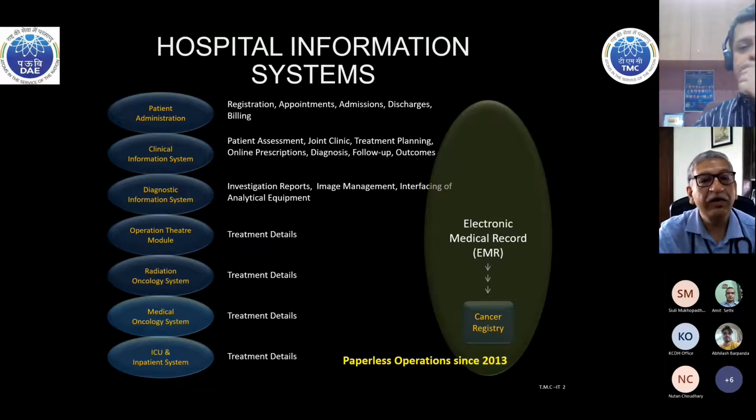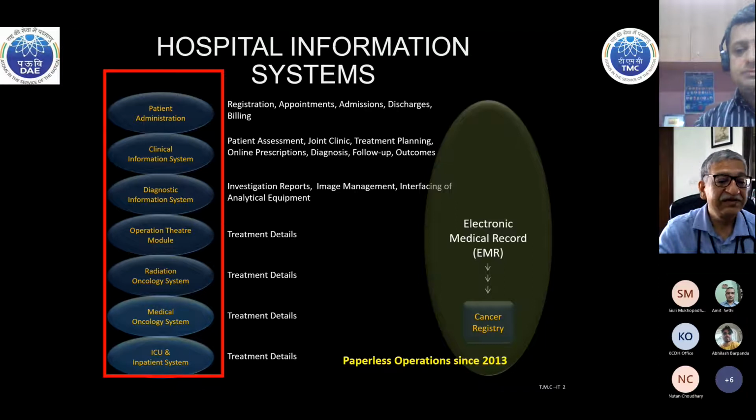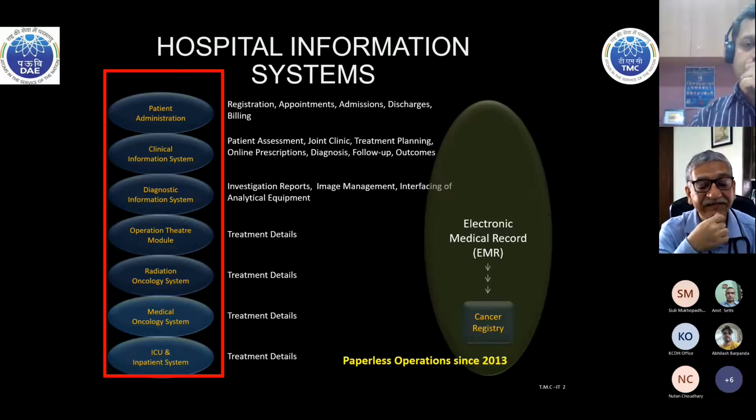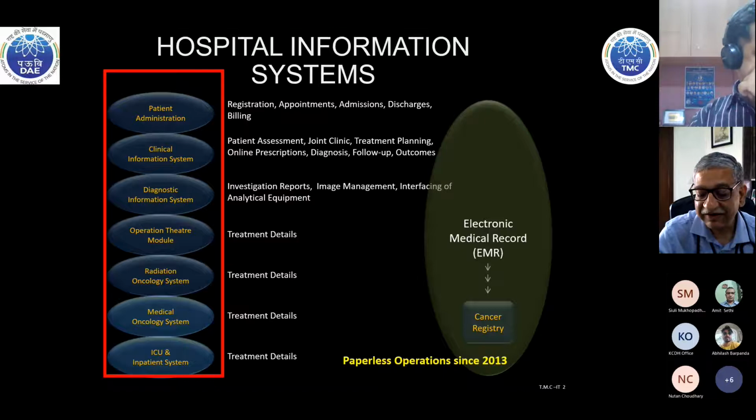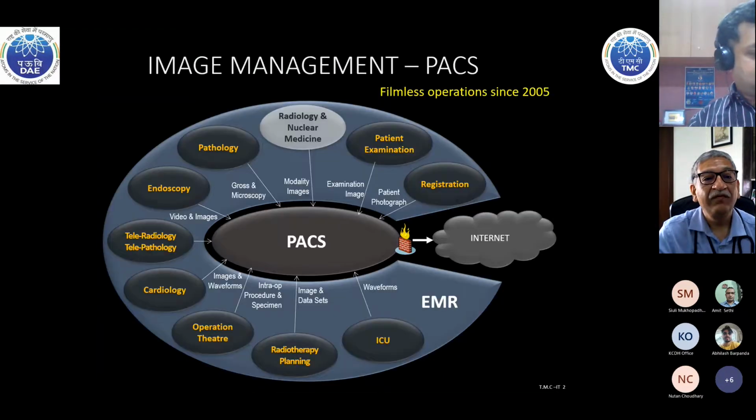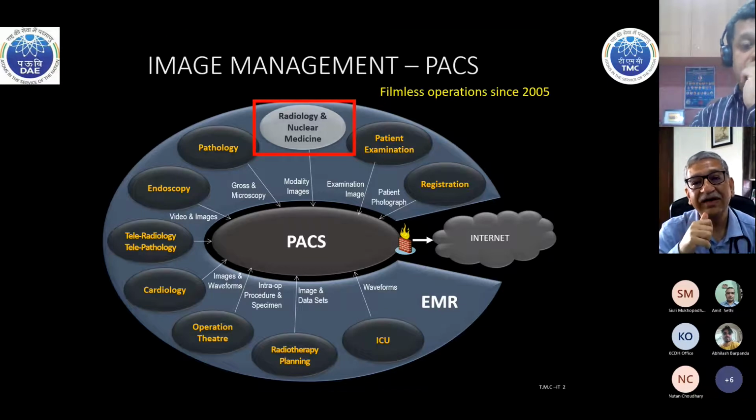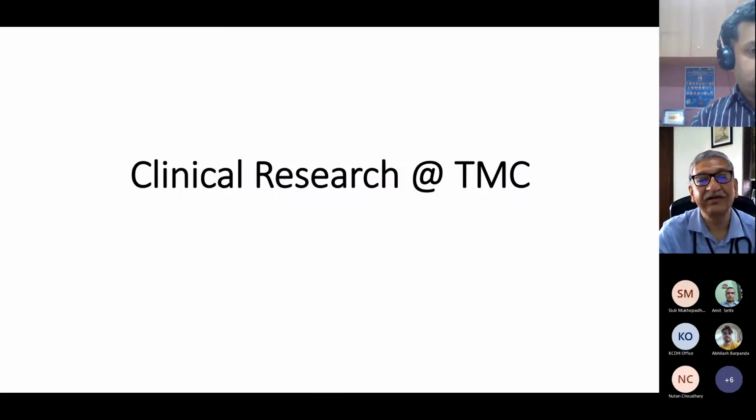We have what we call the hospital information system. And this has several modules that are listed here on the left. And we have been more or less paperless in our clinical operations for the past several years. And many of you will immediately realize that this lends itself to some ideas in digital health. Image management system, we have had essentially filmless operations for the past 15 years. All the radiology and nuclear medicine images are available online with a few other medical images available as well. And again, this lends itself to some ideas in digital health.